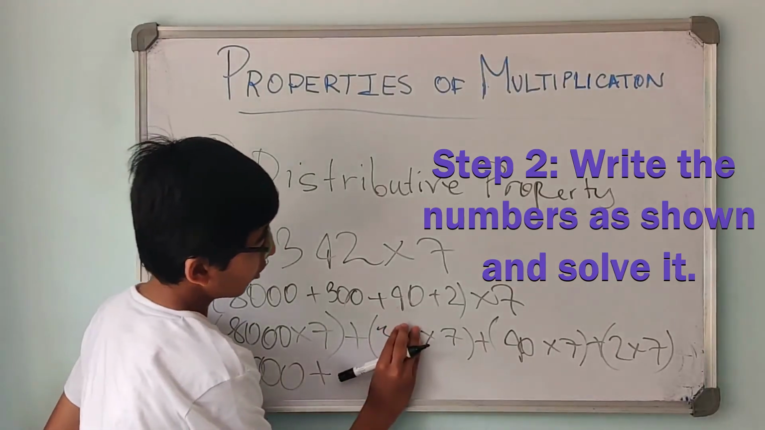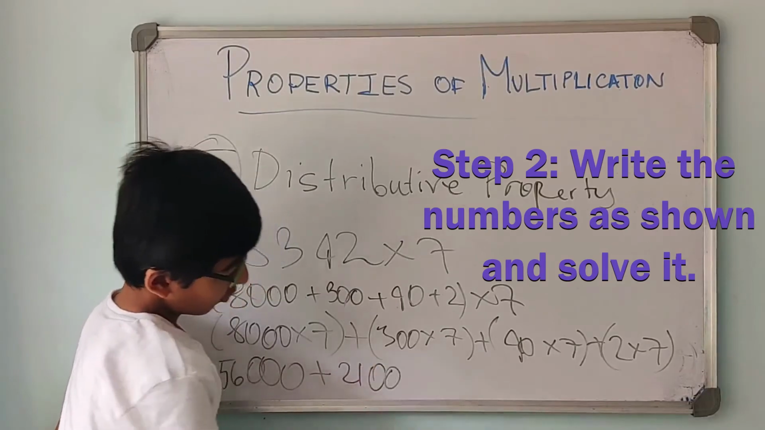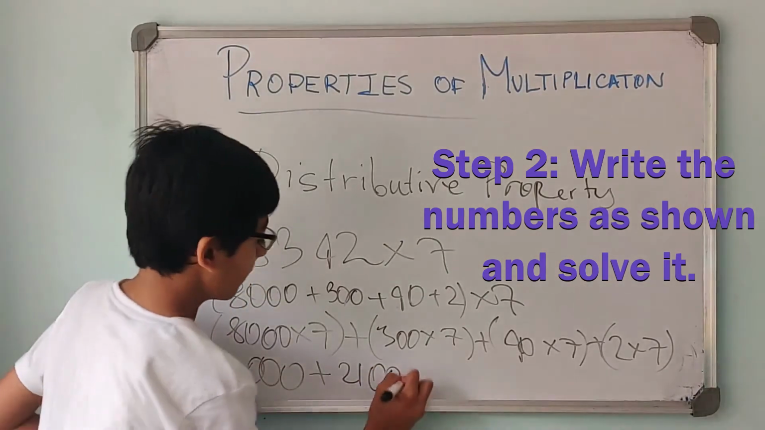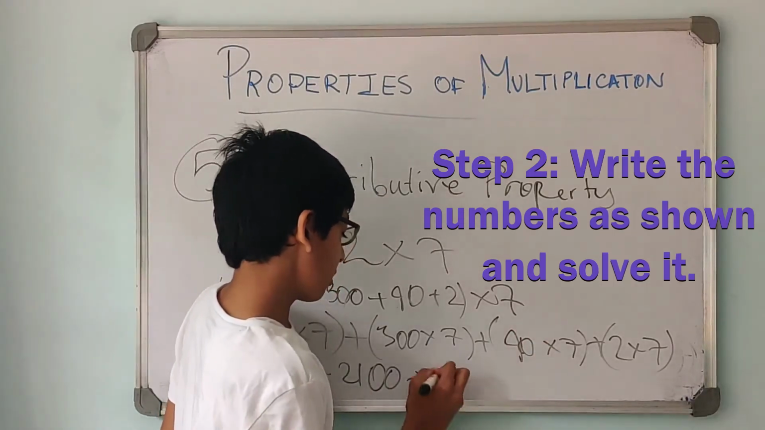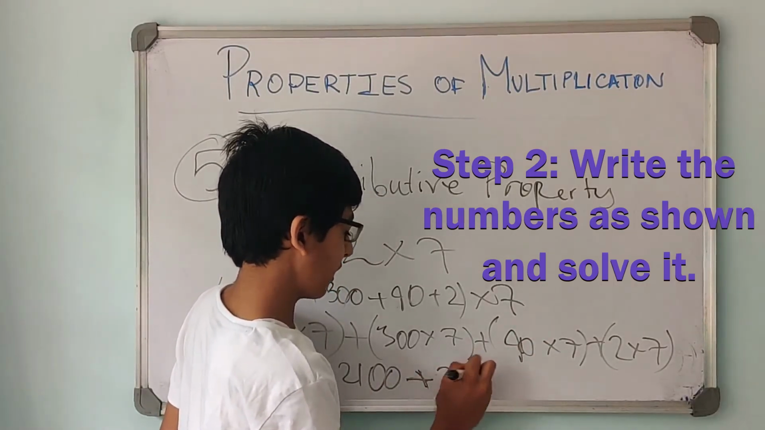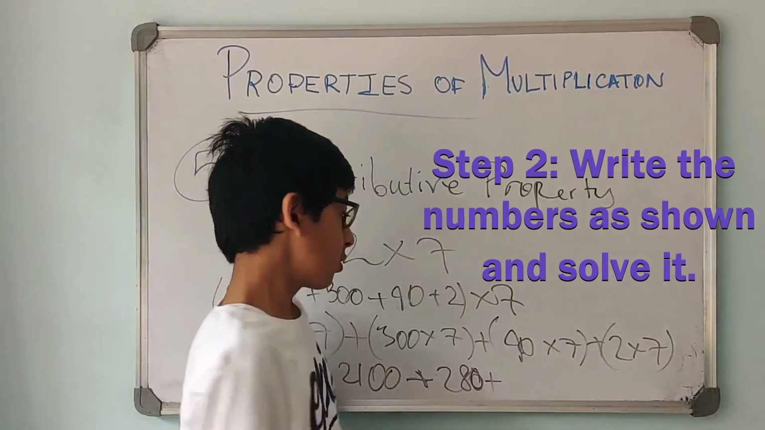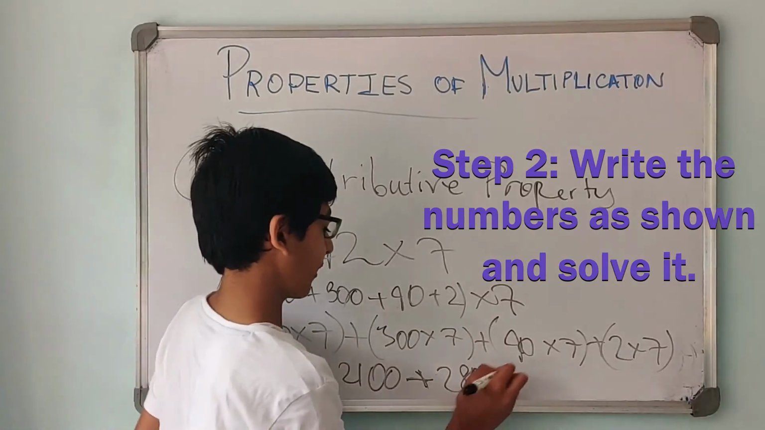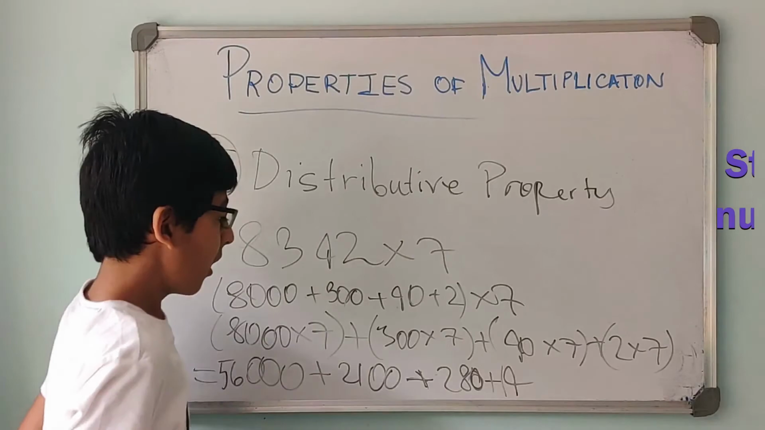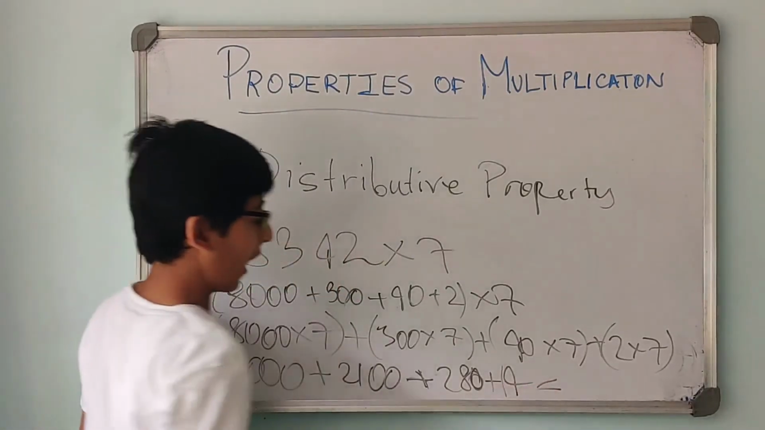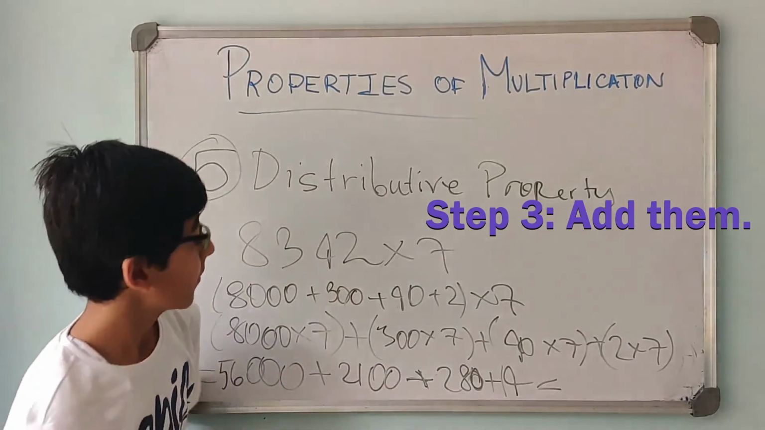Over here also there are zeros, forget about the zeros. 3 into 7 is 21. Add 2 zeros to make it 2100. Here also 40 into 7. Forget about the 0. 4 into 7 is going to be 28, and put a 0 at the last. And 2 into 7. Over here there's no 0, so we can do direct multiplication. So 2 into 7 gives us 14. So once we have to add all of this to get the final answer.